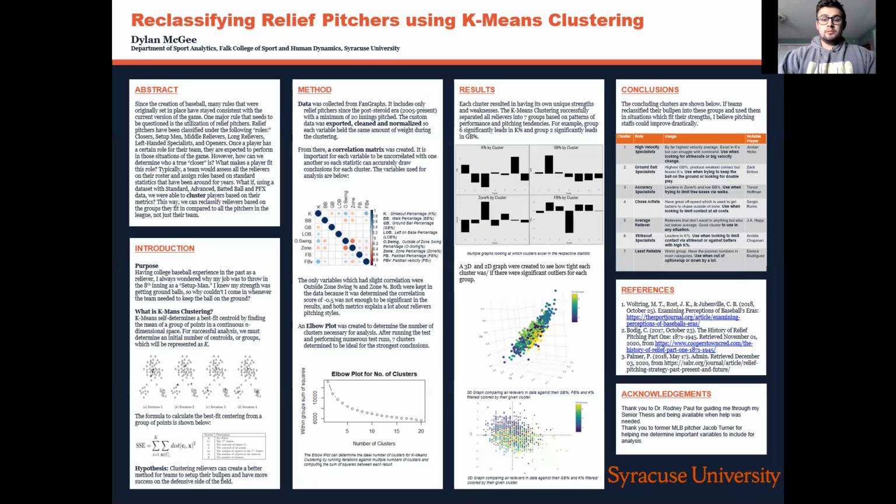From here on out, I was able to perform the k-means cluster analysis, and the results were pretty interesting. The k-means clustering successfully separated all relievers into 7 different groups based on patterns of their performance and different pitching tendencies. For example, group 6, as we can see in the graph on the results, is the major leader in strikeout percentage, where group 2 is the major leader in ground ball percentage. With this data, we can make conclusions and come up with new roles for these groups.